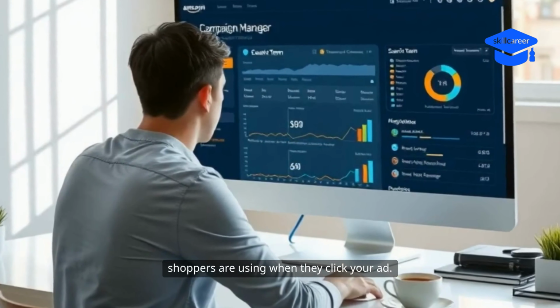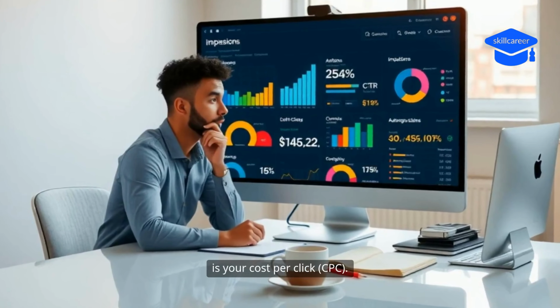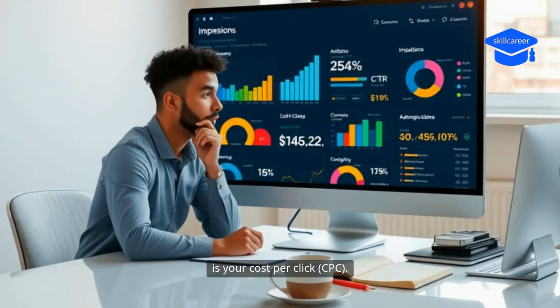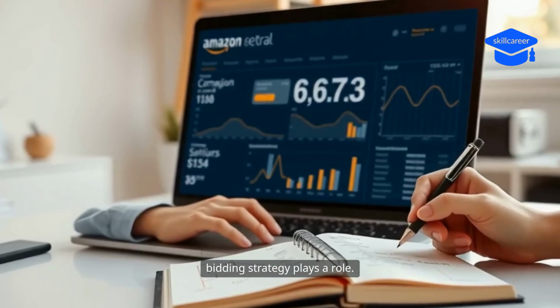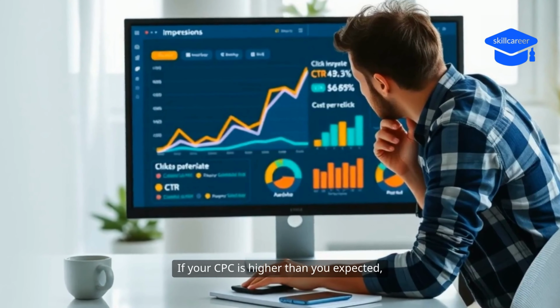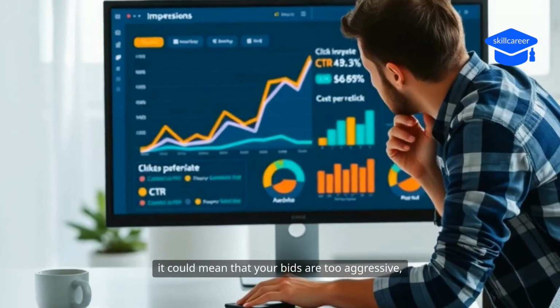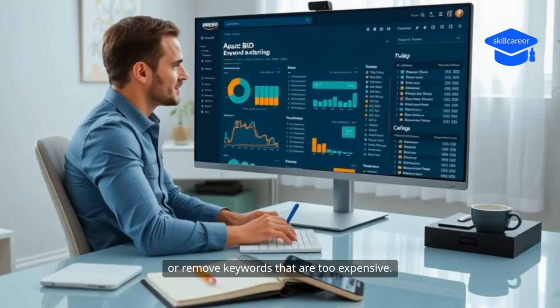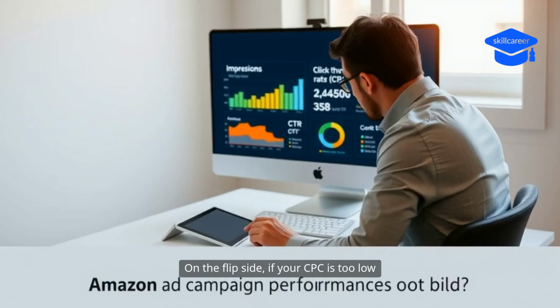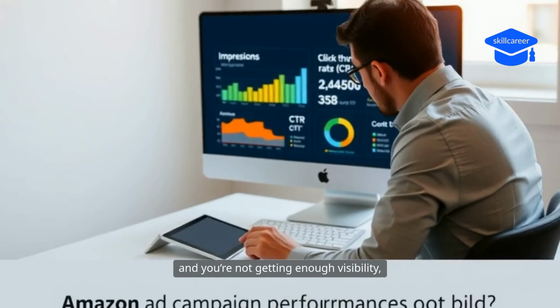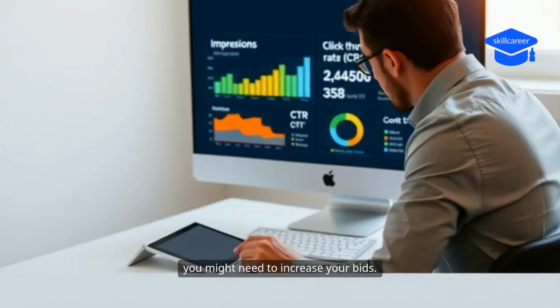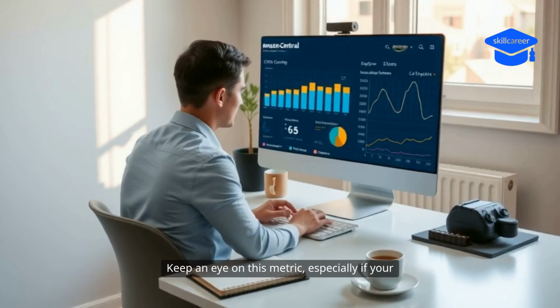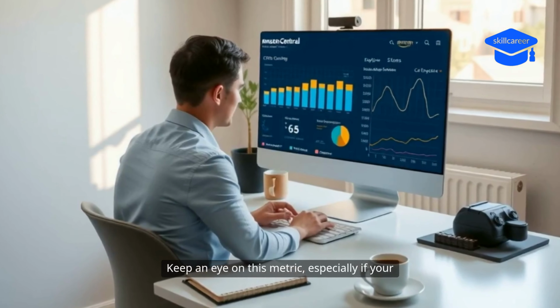Use these reports to identify profitable keywords that you can add to your manual campaigns or bid higher on if they're performing well. Another key metric you should be tracking is your cost per click, CPC. CPC is how much you're paying for each click on your ad, and this is where bidding strategy plays a role. If your CPC is higher than you expected, it could mean that your bids are too aggressive or your keywords are too competitive. In this case, you might want to reduce your bids or remove keywords that are too expensive. On the flip side, if your CPC is too low and you're not getting enough visibility, you might need to increase your bids. Keep an eye on this metric, especially if your campaign budget is limited. Finding the right balance can help you avoid wasting money.